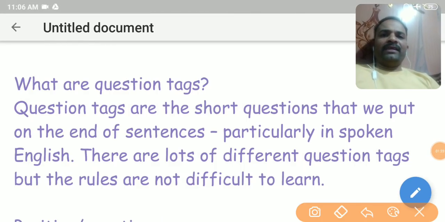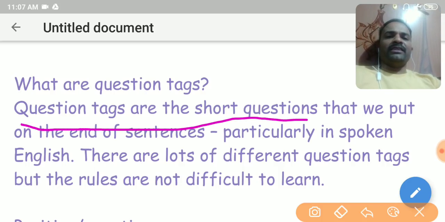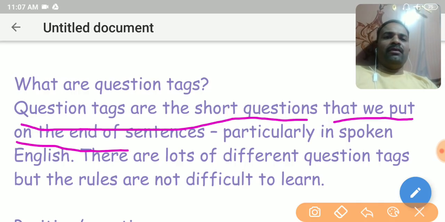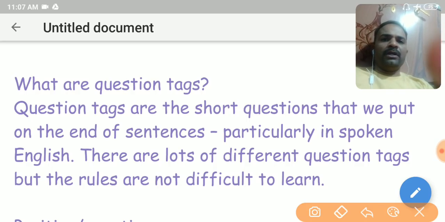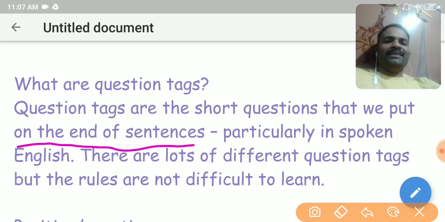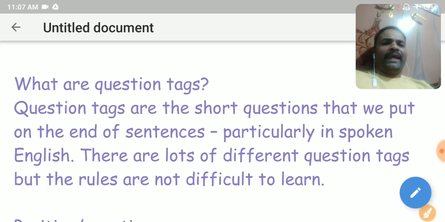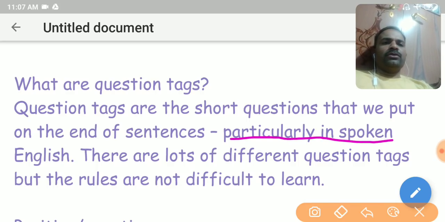See, my dear friends, question tags are the shortest questions that we put at the end of sentences. So we use question tags particularly in spoken English. Question tags are mostly used in spoken English.